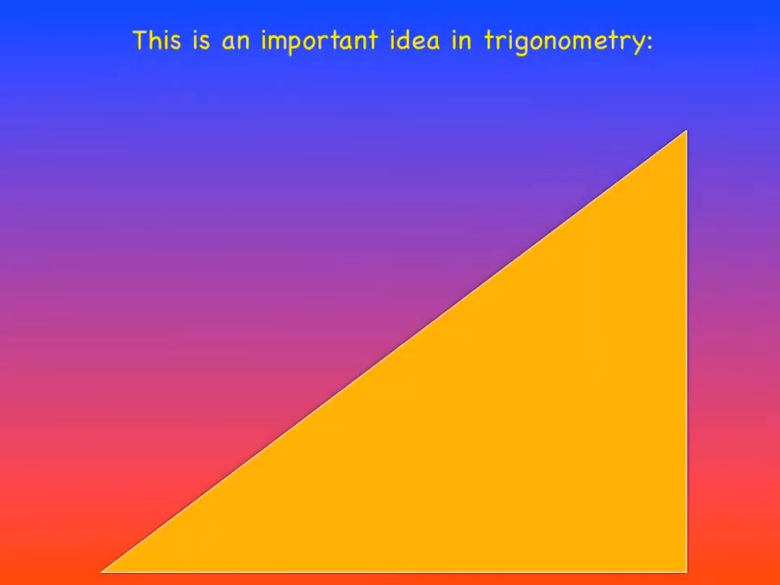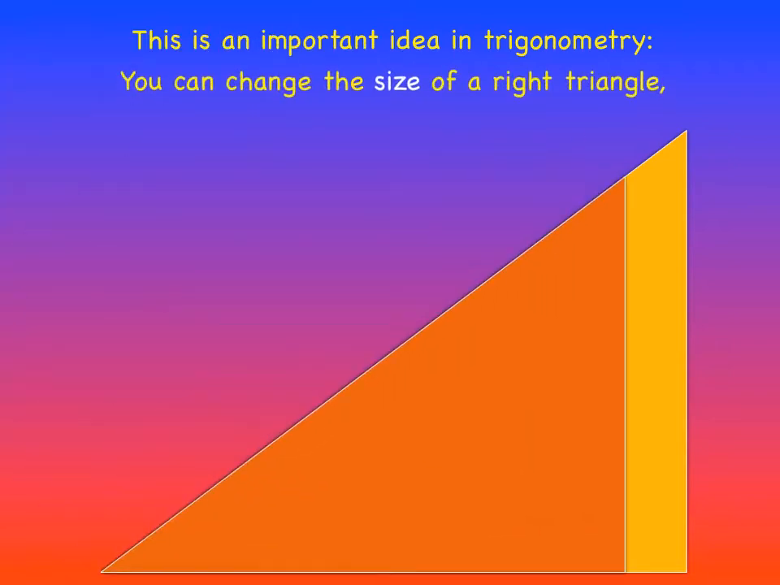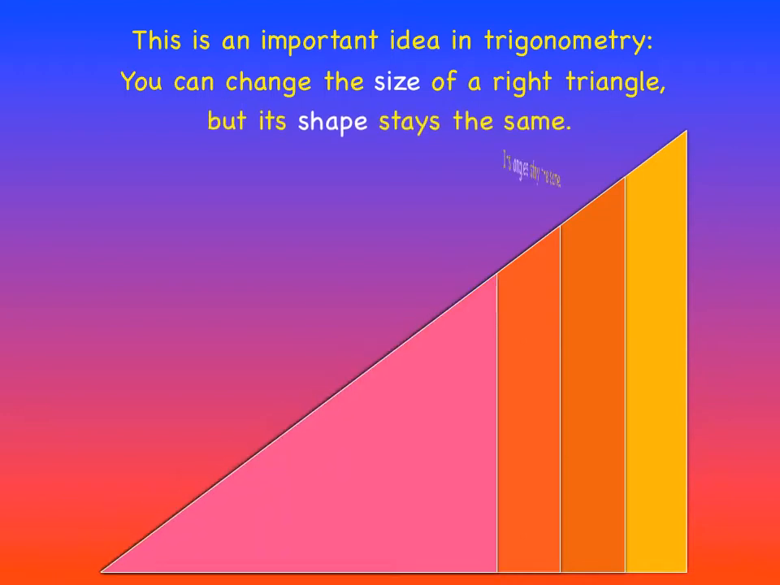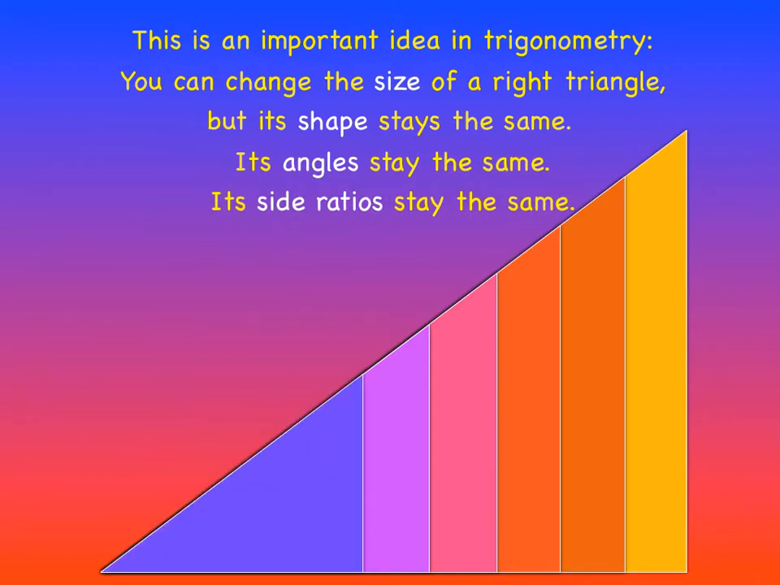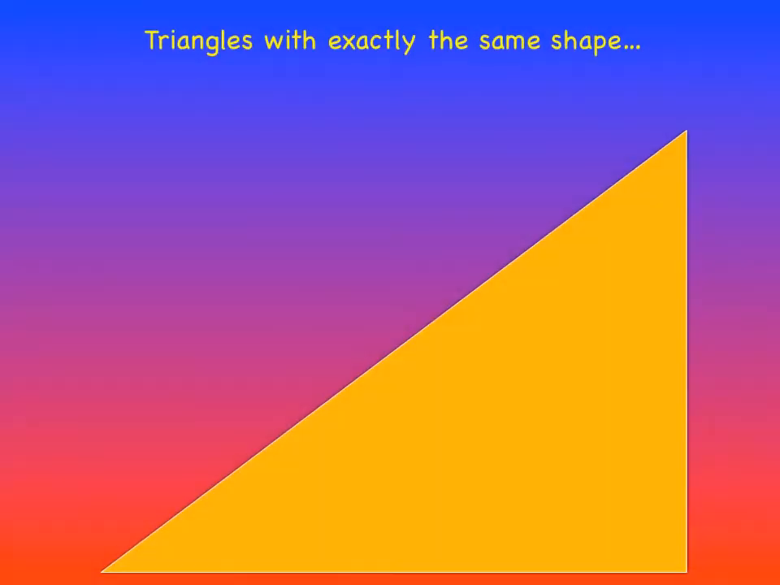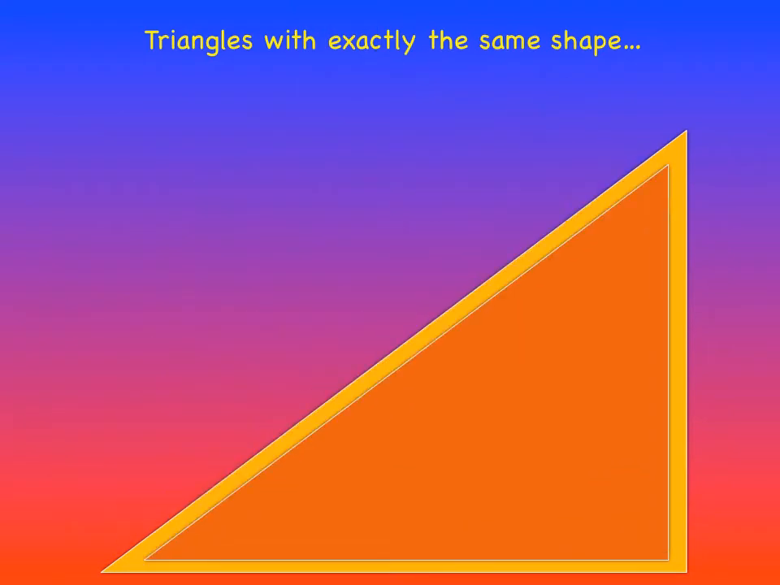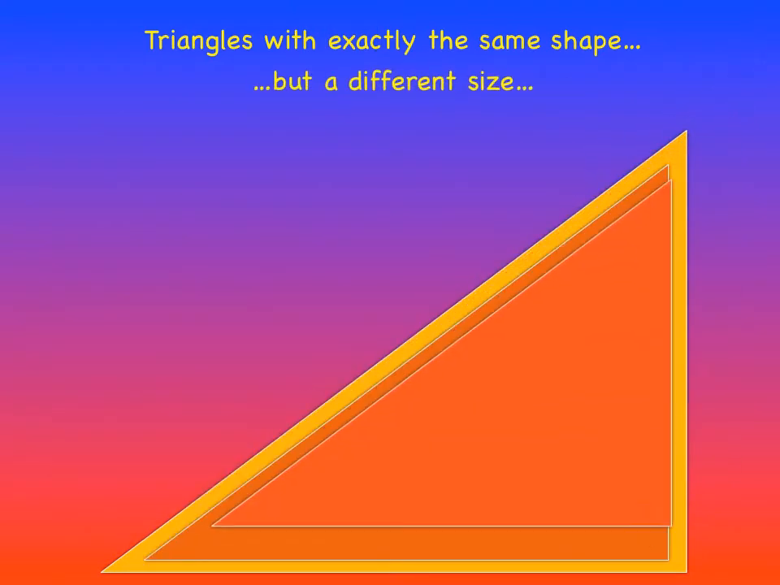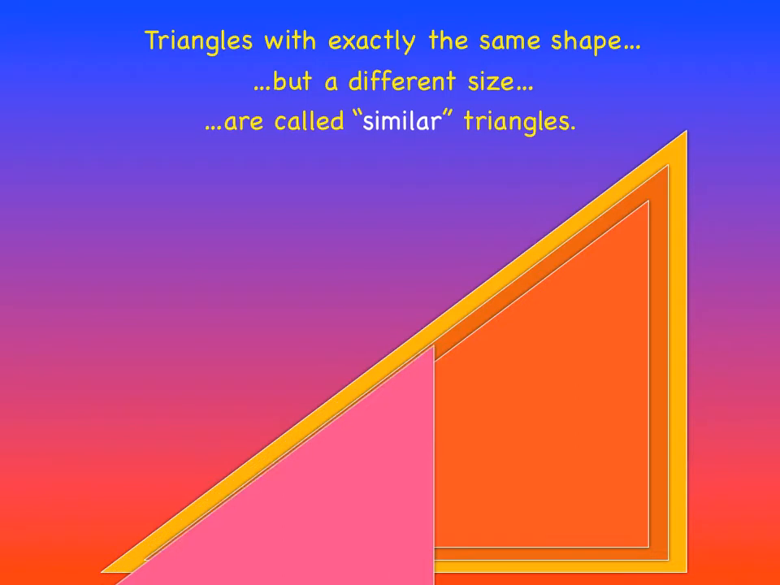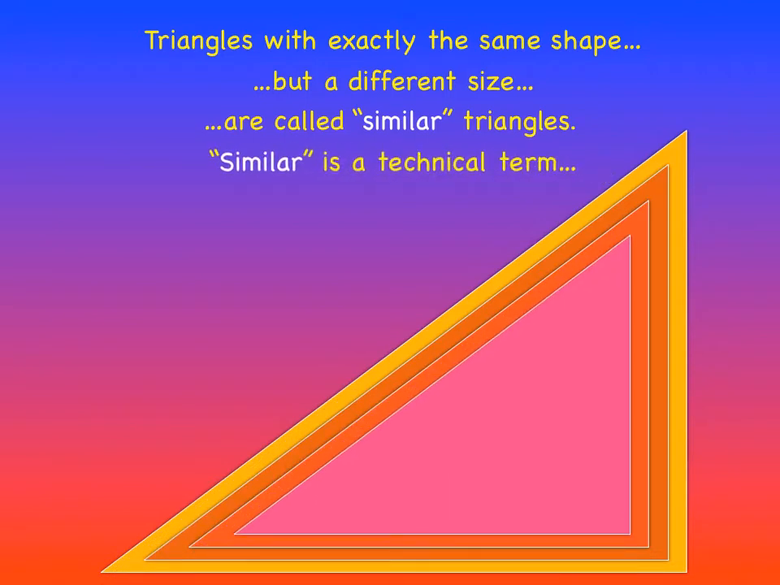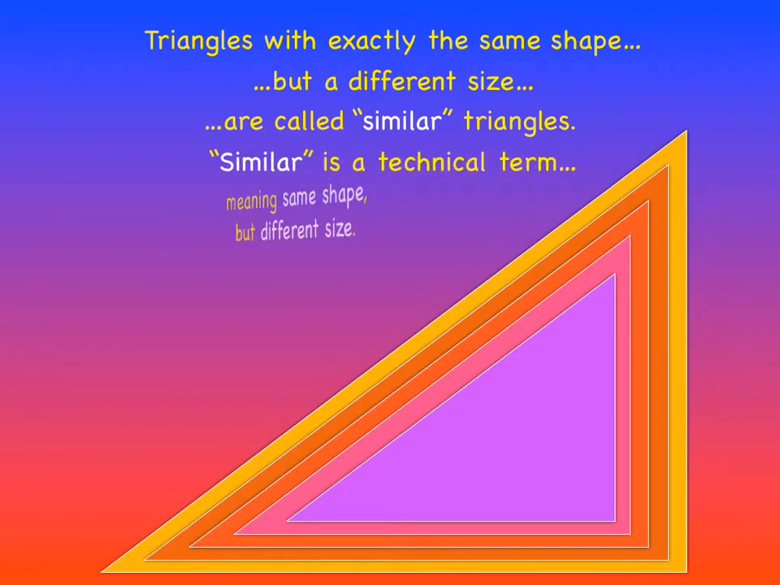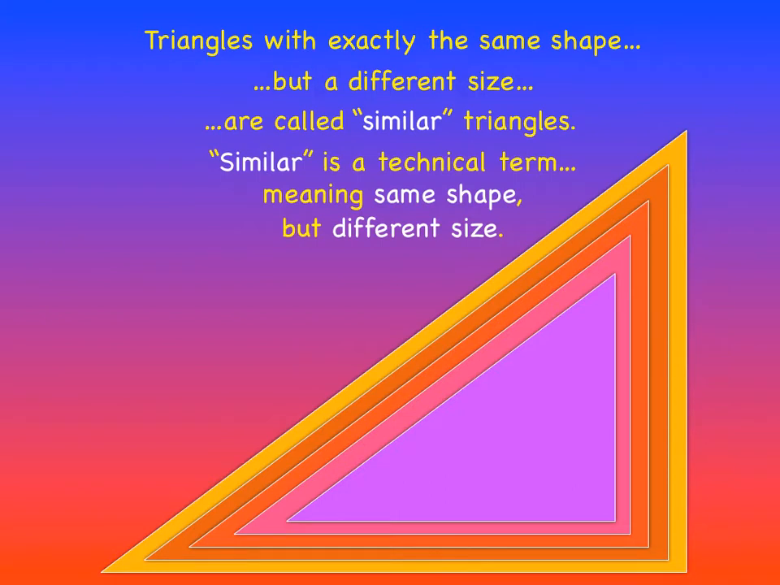This is an important idea in trigonometry. You can change the size of a right triangle, but its shape stays the same. Its angles stay the same, and its side ratios stay the same. Triangles with exactly the same shape, but a different size, are called similar triangles. Similar is actually a technical term. It means exactly the same shape, but a different size.